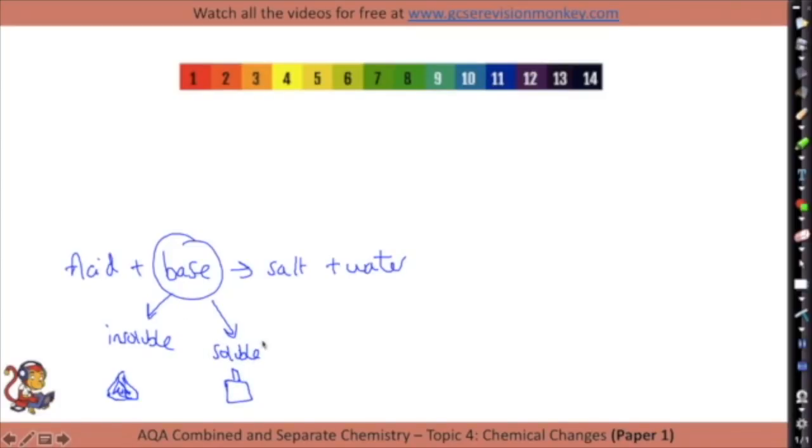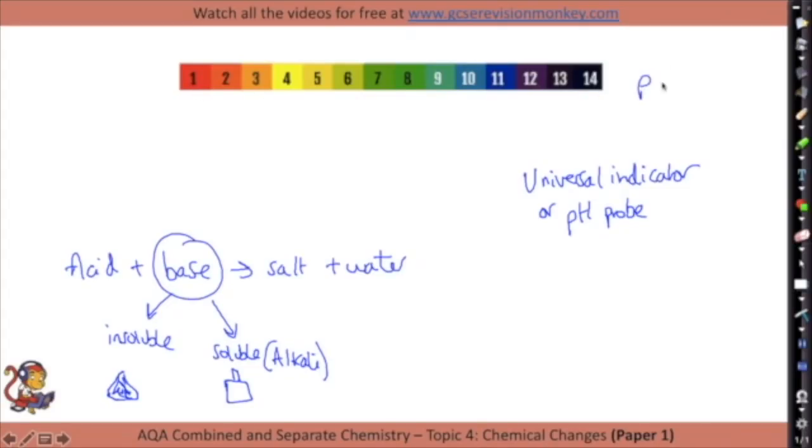And soluble bases have another very special name called alkali. So if you see an alkali reacting with an acid, you know that that is a soluble base or a solution that you're using. When you react an alkali with an acid, you can use an indicator like universal indicator, or a piece of equipment like a pH probe instead, which is an electrical piece of equipment that will give you an exact number, because the universal indicator links with the pH scale.